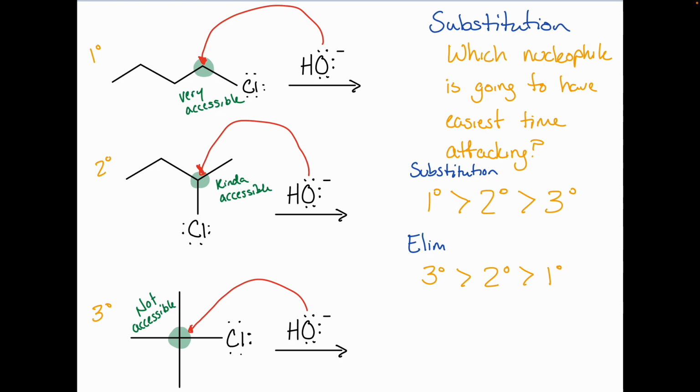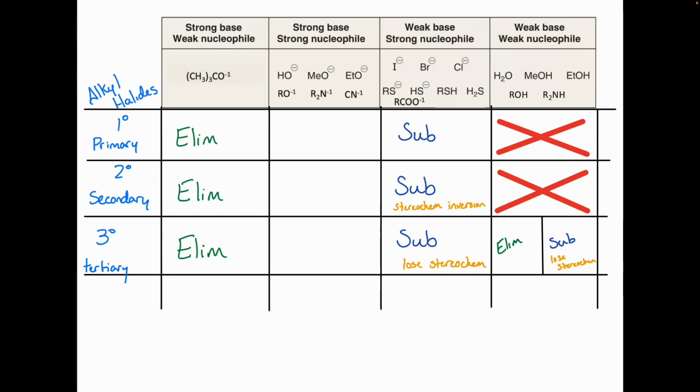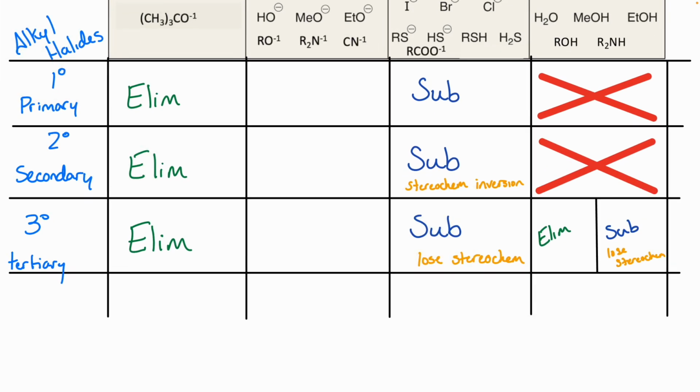So if we go back to our little chart here, that's going to be reflected in these three boxes. Our primary alkyl halides are going to greatly prefer substitution reactions. The major product of those reactions will be substitution. You might get a little bit of that elimination product, 10, 20%, something like that. But because that carbon is super accessible, that nucleophilic character of that molecule is going to take over.